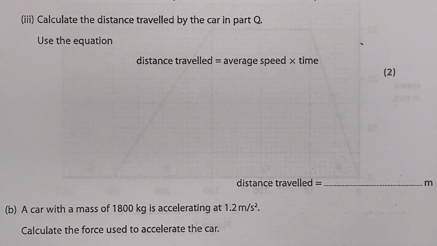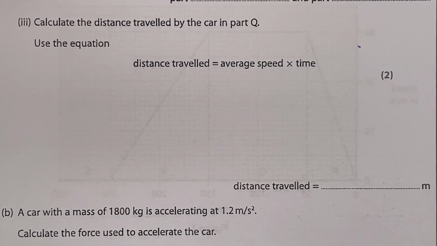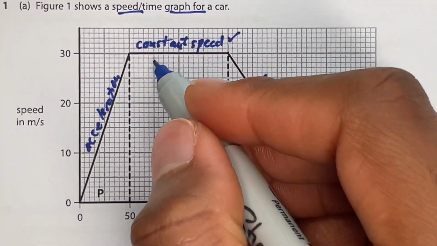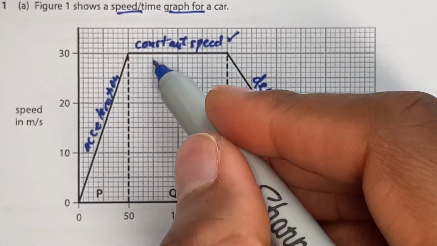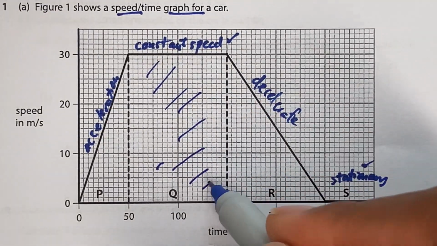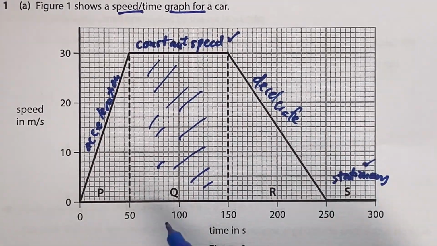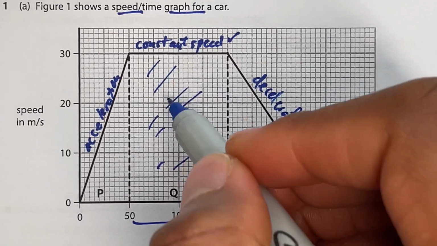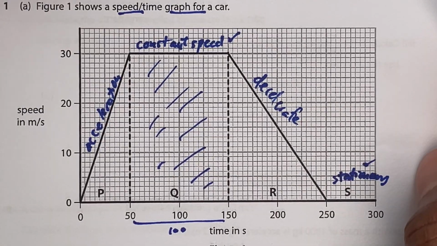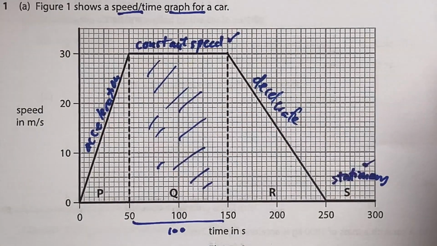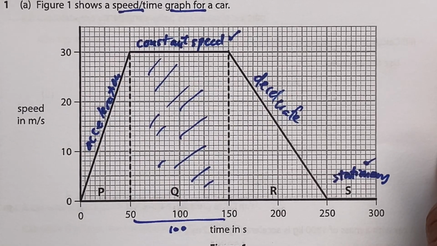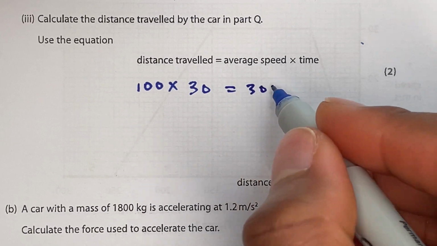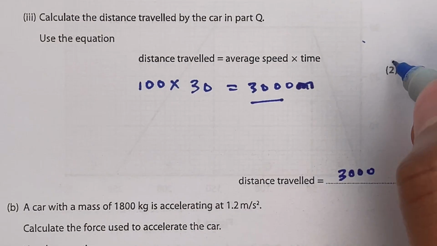Calculate the distance traveled by the car in part Q. Let's bring back the graph. For part Q, distance traveled will be the area of the shaded portion. So I can see from 50 to 150, so this is 100, and the height is 30. The distance traveled will be the length times the height, so that will be 100 times 30. That gives me 3,000 meters. Okay, that gets me my 2 marks.